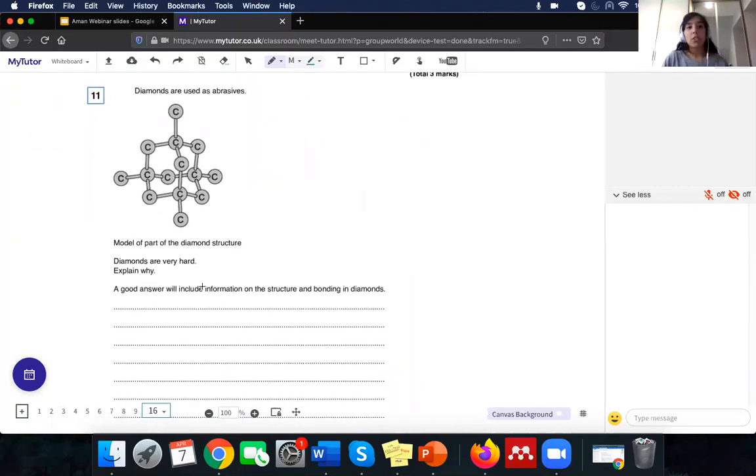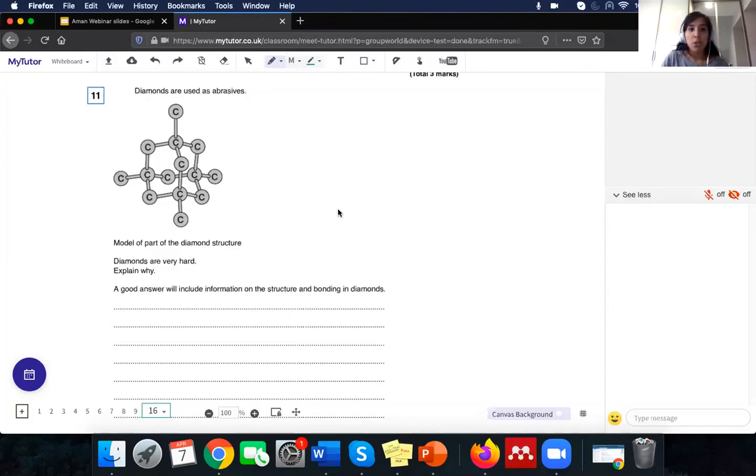We can do this. So diamonds are used as abrasives. The model there shows a part of the diamond structure. Diamonds are very hard. Explain why. So thinking about what we've taught today on diamonds, why are diamonds so hard? Brilliant. So people are saying strong covalent bonds.